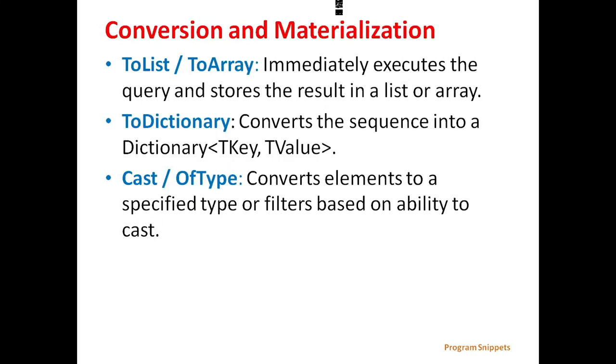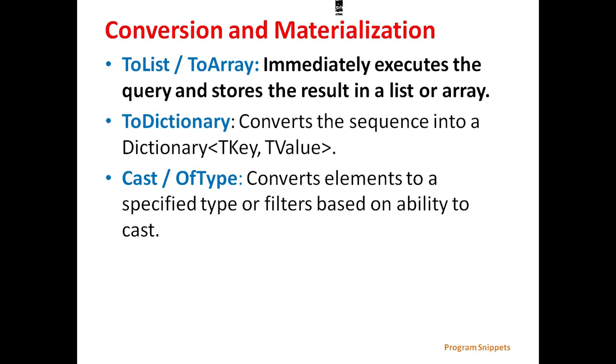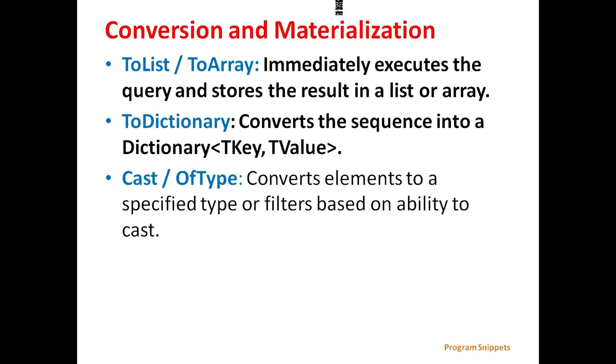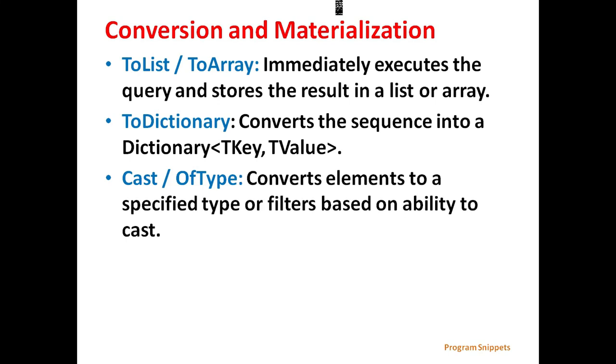Then conversion and materialization. First is ToList or ToArray. It immediately executes the query and stores the result in a list or array. Then ToDictionary. Converts the sequence into a dictionary with key-value pairs. And Cast or OfType. It converts elements to a specified type or filters based on the ability to cast.